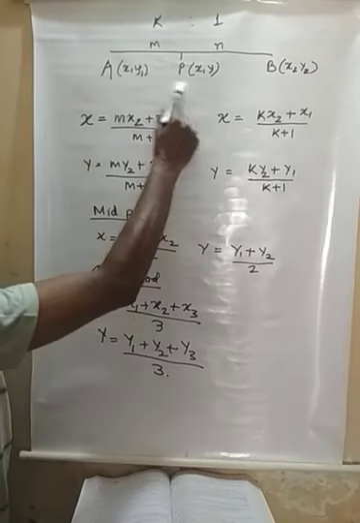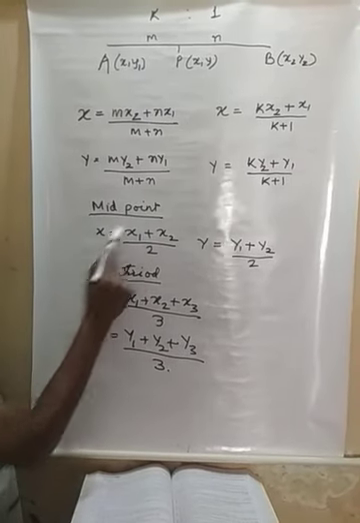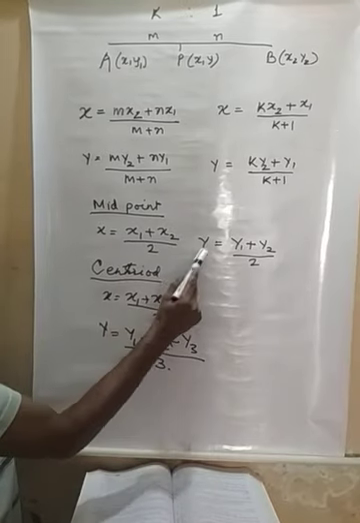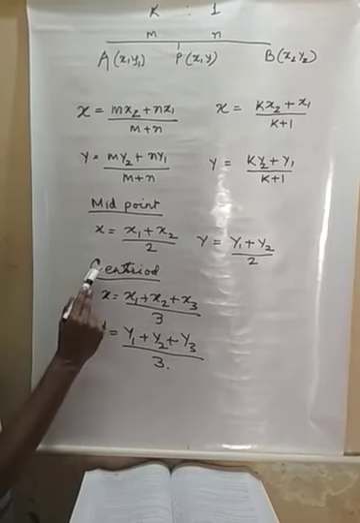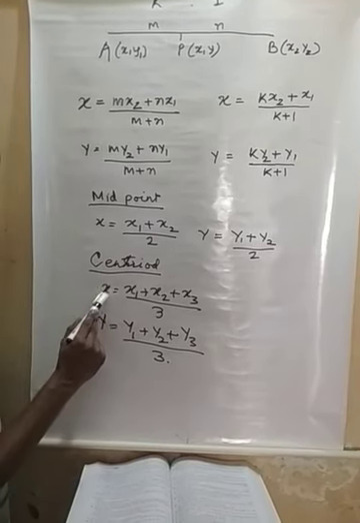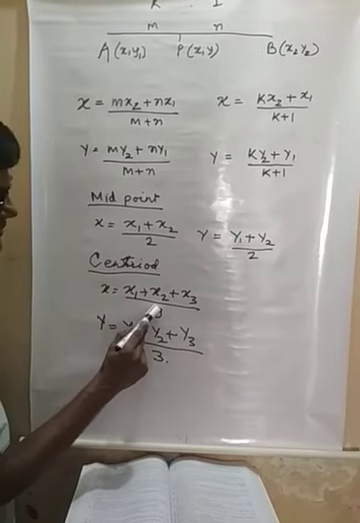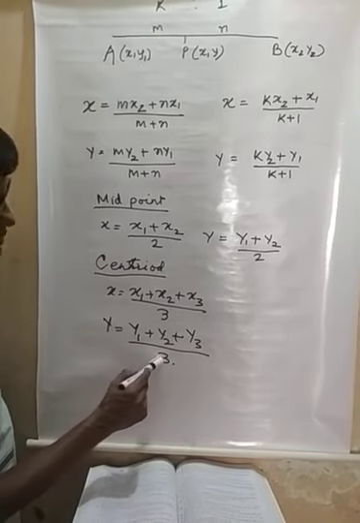If P is the midpoint of AB, then the formula becomes, for x, x1 plus x2 by 2, and for y, y1 plus y2 by 2. To find the centroid, we can use this formula: x is equal to (x1 plus x2 plus x3) by 3, and y is equal to (y1 plus y2 plus y3) upon 3.